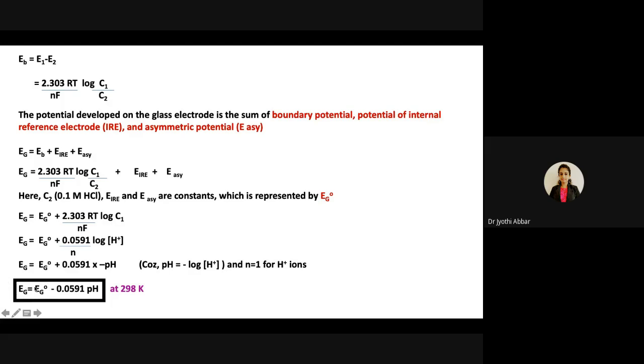Eg naught will be given to us by the manufacturer of that particular electrode. It will be written on the electrode itself. And pH we can find just by using the pH meter. Dip the electrode in the H plus ion solution, press the button to get the reading, and it will display the value of pH. So this is how we can find the electrode potential of the glass electrode. Any doubts in this?